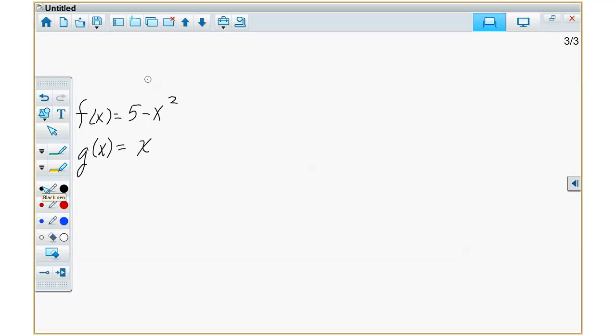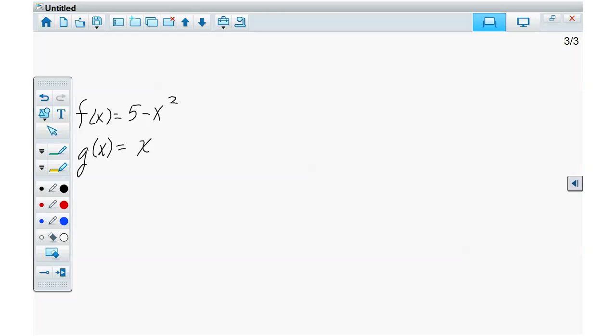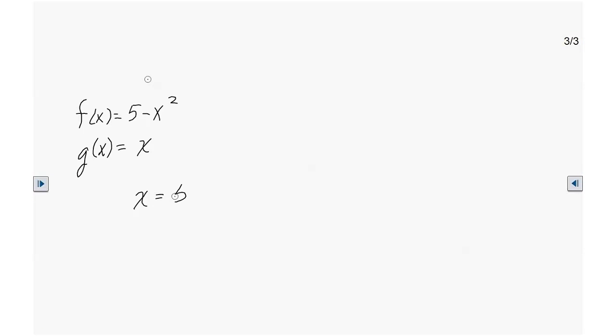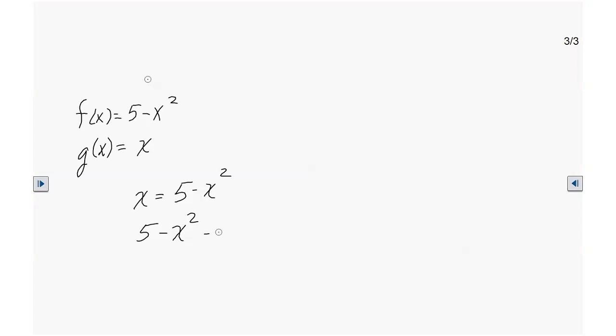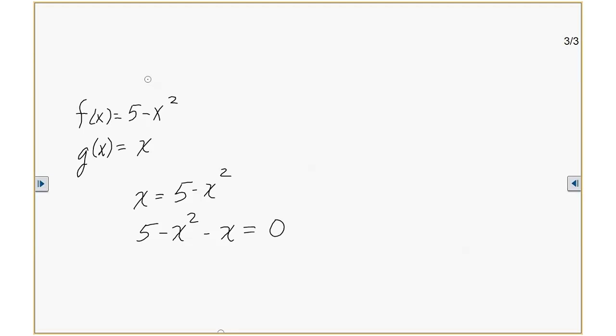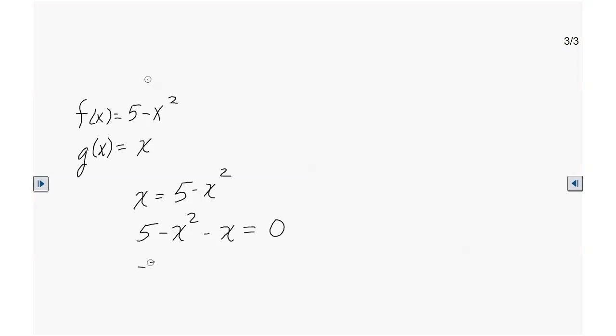All right. So first of all, you have to set them equal to what? Find out where they intersect. Golly, who's your Calc 1 teacher? He or she must have been a good teacher. So 5 minus x squared minus x is equal to what? 0. Now this is a mess. Negative x squared minus x plus 5 is equal to 0.